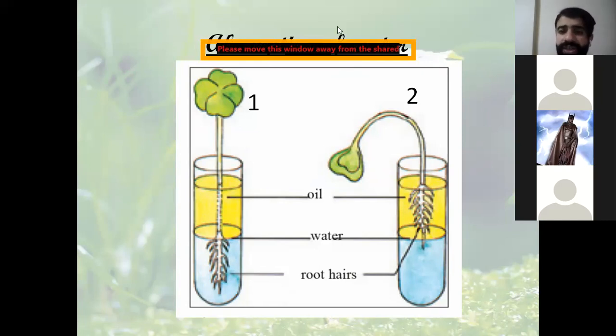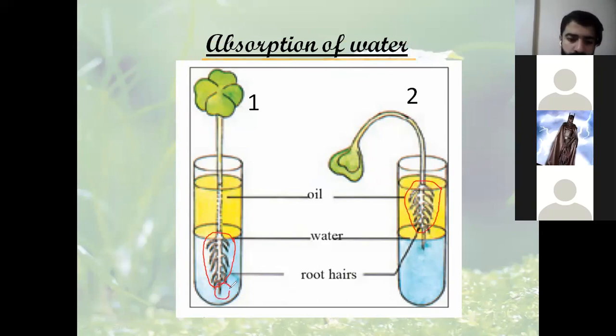So here the variable factor is the position of the root hairs. Here the root hairs are found in water, while here the root hairs are found in oil. While the root cap, here is the root cap and here is the root cap, both of them are placed in water. So the root cap is placed in water in both plants 1 and 2. But the difference is that in plant 1, the root hairs are placed in water, while in plant 2, they are placed in oil. So this is the variable factor between the two experiments.